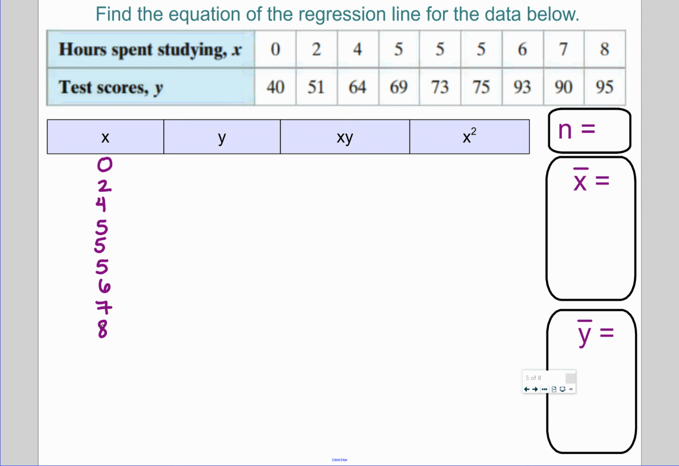So you won't really be starting from scratch with the table when you do the line of best fit, because you'll have done all of this work for the R value already. You'll just be pulling that. So it won't be starting from scratch, which is nice.